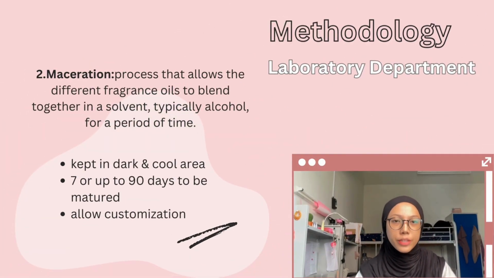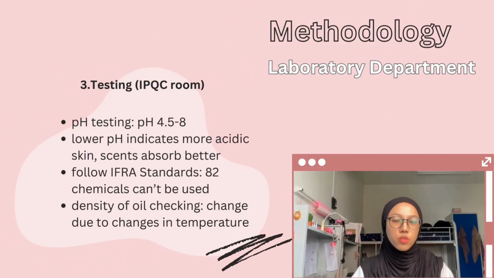The next step is maceration. Maceration is the process that allows the different fragrance oils to blend together in a solvent, typically alcohol, for a period of time. It is kept in a cool and dark area. Maceration is also known as aging of perfumes. Aging of perfumes requires 7 days or up to 90 days, depending on the mixture. Perfume makers use maceration to allow customization, which is a flexible process that can customize the scents according to the scents they prefer.